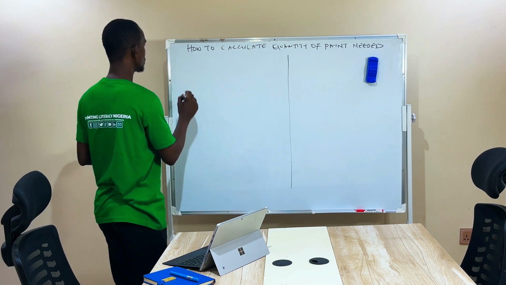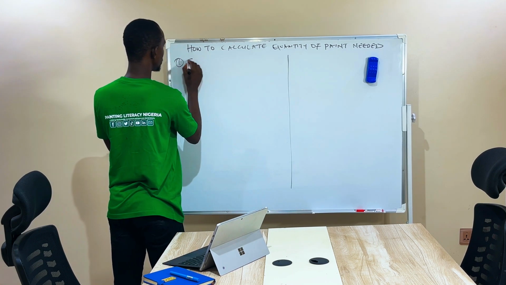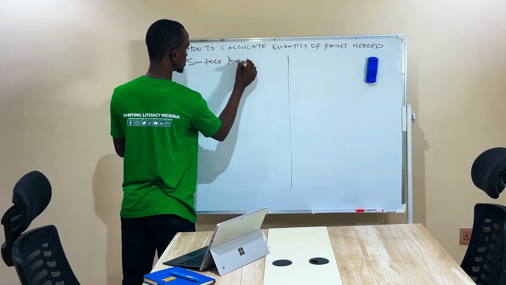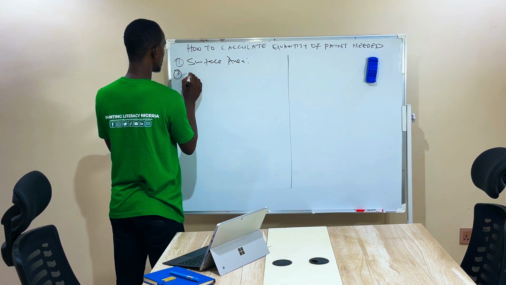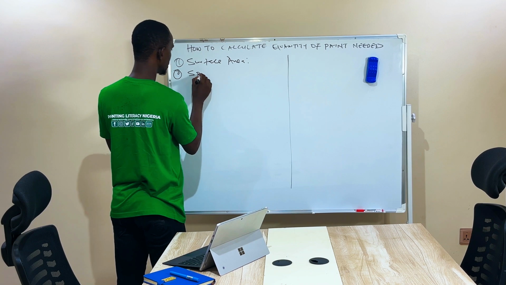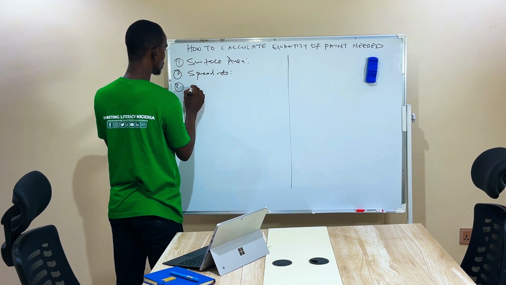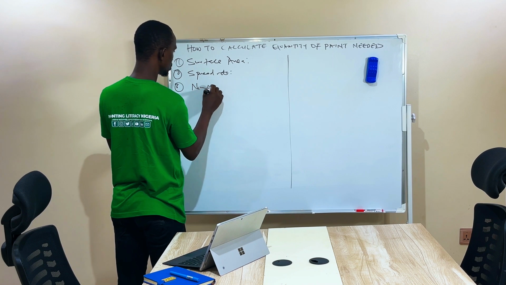Join me. Number one, you need to know the surface area to be painted. Two, you need to know the spread rate of the paint. Three, you need to know the number of coats.